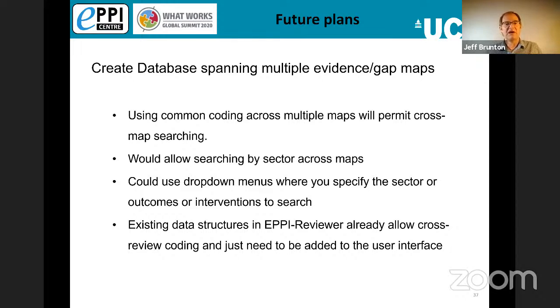And following on from that, we want to create databases that span multiple evidence and gap maps. So if you have common coding across a number of different maps, you will be able to start cross-searching through the maps, and that would allow searching by sectors across maps. You could have drop-down menus where you specify the sector or the outcomes of the interventions to search, and it wouldn't just be searching within that map, it'd go across different maps. The data structures needed to do that in EPPI Viewer actually already exist. We just need to add that element to the user interface. So that's something, again, we will be introducing.